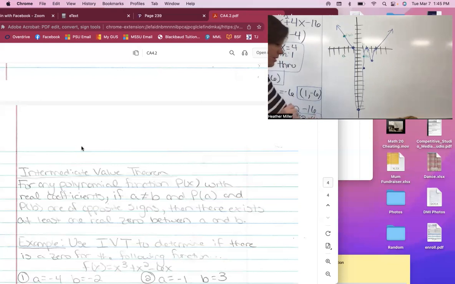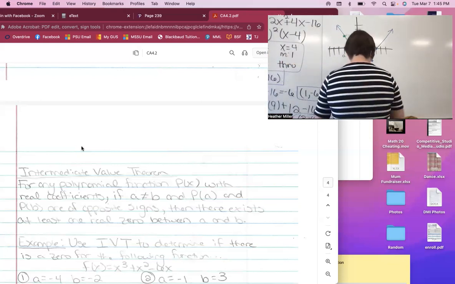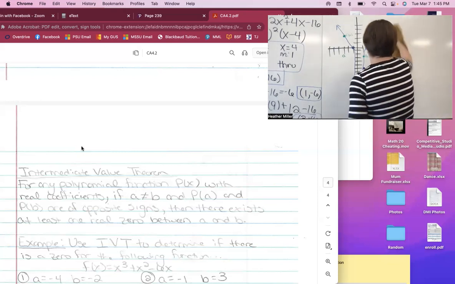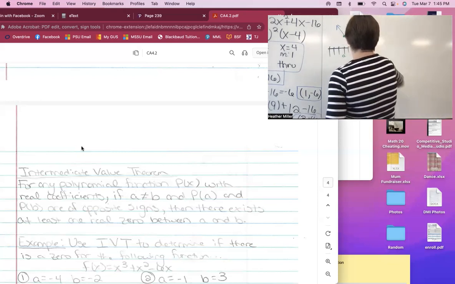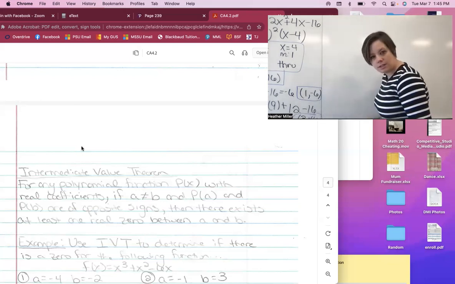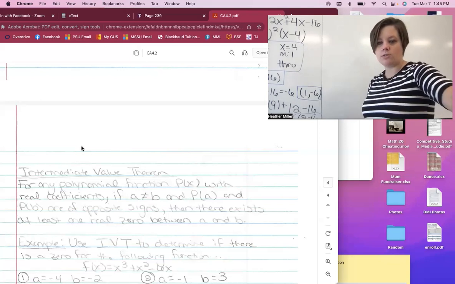So how do we use this? How is this helpful? Well, it's not really helpful in terms of graphing. It's just helpful in terms of our knowledge of what's going on in our polynomial function. So let me show you. You can see the example right here in the notes on the screen.